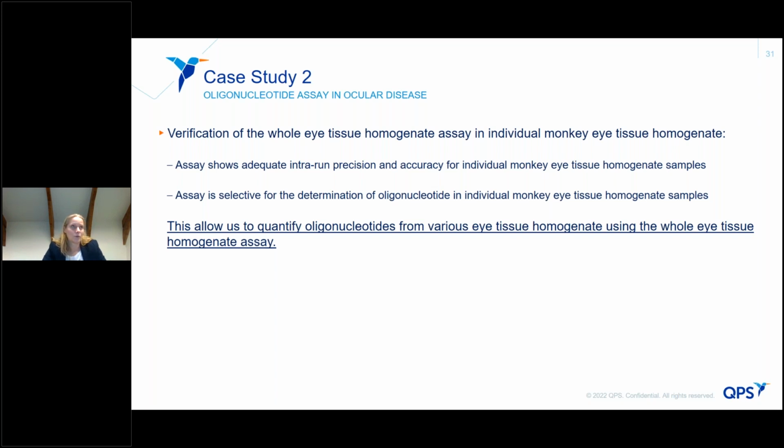And this is handy because if you have to homogenize all the individual tissues and qualify them, that's a lot of work if you have a lot of different eye tissues. And if you can use the whole eye homogenate assay, then of course this is less work to do.